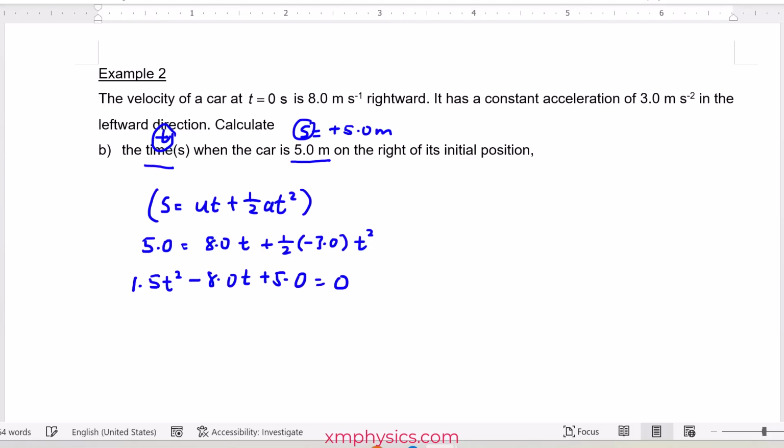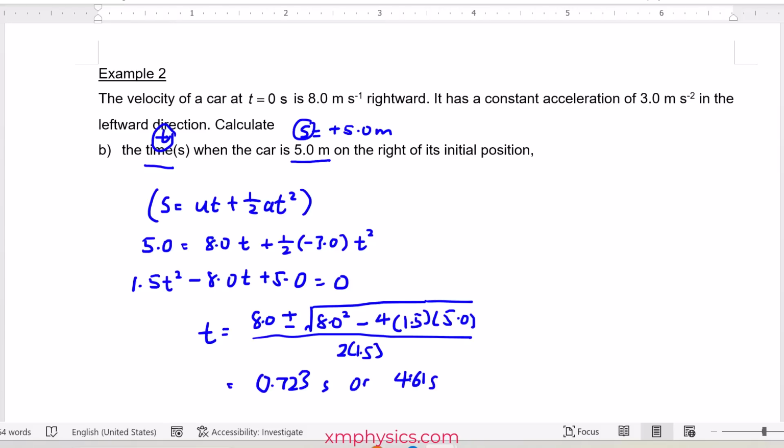So hopefully you remember how to solve a quadratic equation. It's the thing that goes minus b plus or minus the square root of b squared minus 4ac, all over 2a, that thing, yeah? So you get two answers, 0.723 seconds or 4.61 seconds. So which one is the correct answer?